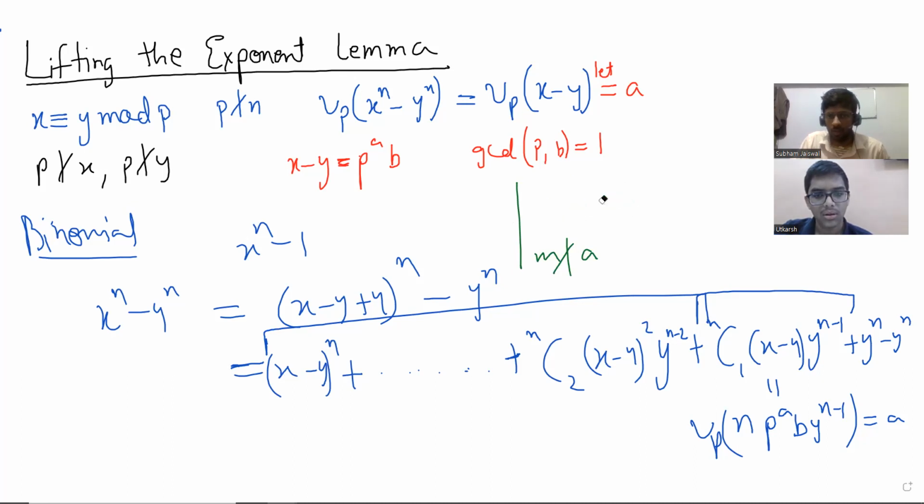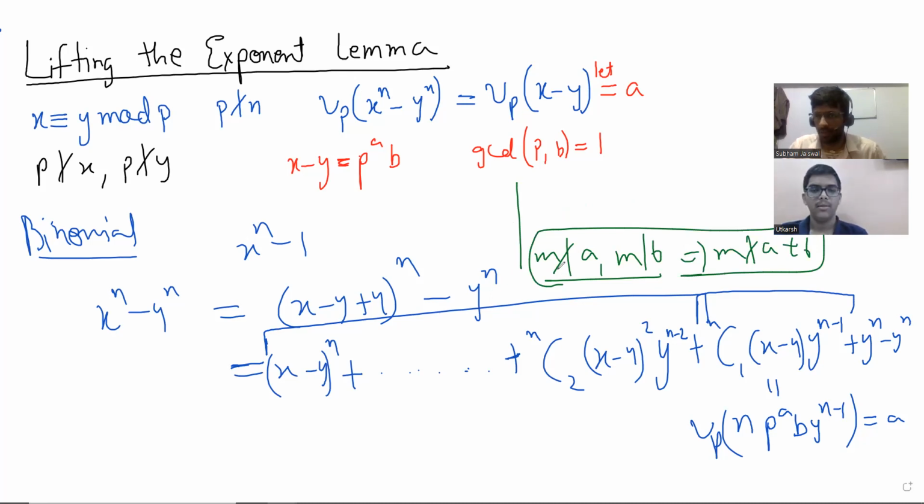If m does not divide a, but m divides b, that implies m cannot divide a plus b. This is the kind of thing you have to use to conclude. Maybe this A and that A are different, but you can understand this as R and S. Then we are done. Right. This is the thing.